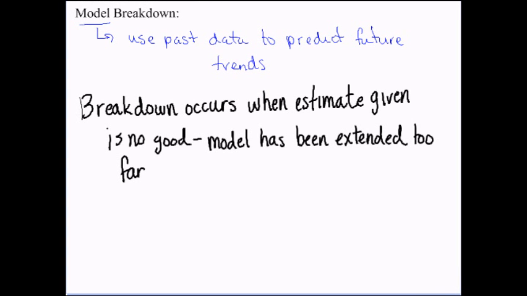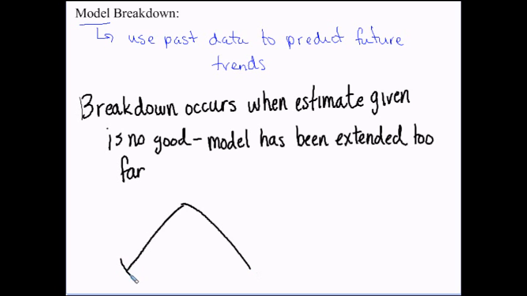So the breakdown occurs when the estimate given is no good because the model has been extended too far. Now you guys all know about the housing crash that happened a few years ago, right? So here's what was going on. I'm not going to obviously plot real prices, but before the crash occurred, the housing market was doing this, right? And the price of houses and everything, everybody was happy and it was just going up and they were building and building and building and financing houses and it was great. And then this happened. And the crash happened, right?